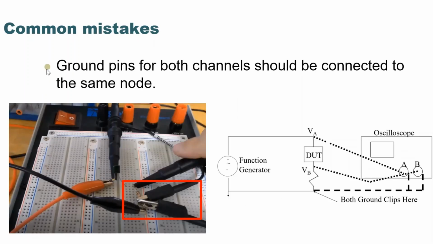And the second is the ground pins. So the ground pins for both channels of the oscilloscope have to be connected to the same node. If we don't connect the ground pins to the same node, the oscilloscope cannot measure the voltage properly. And this is another common mistake we might make.